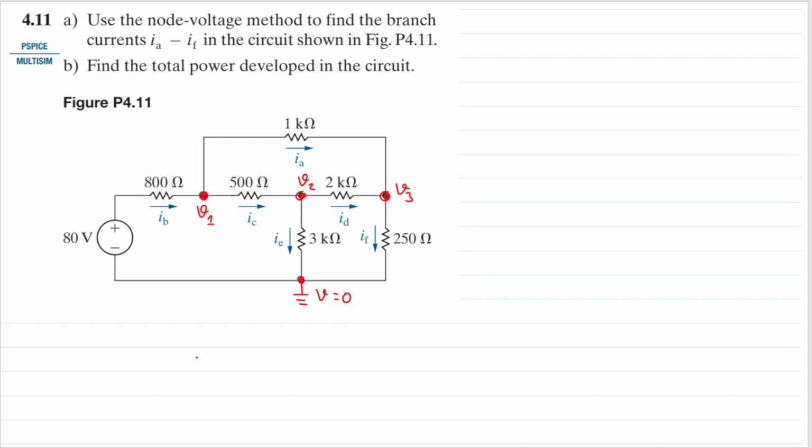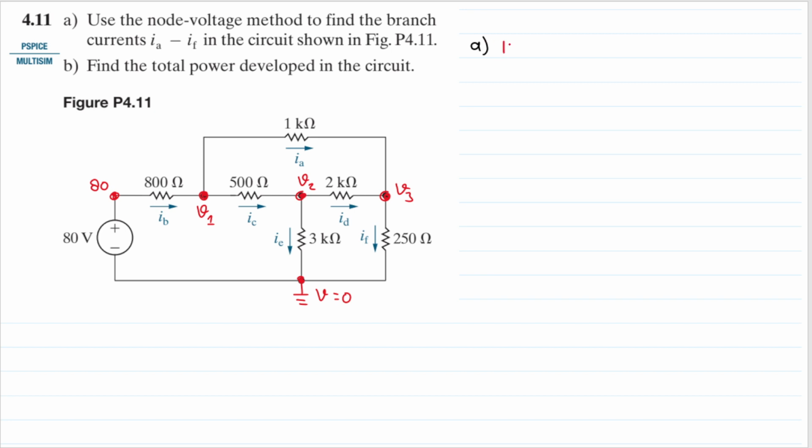And the direction of the current is already given by the problem, so we can just use that. And this node here is 80 volt from the ground, so that will be 80. Now we can do KCL at V1, V2, and V3. Let's do exactly that for question A.